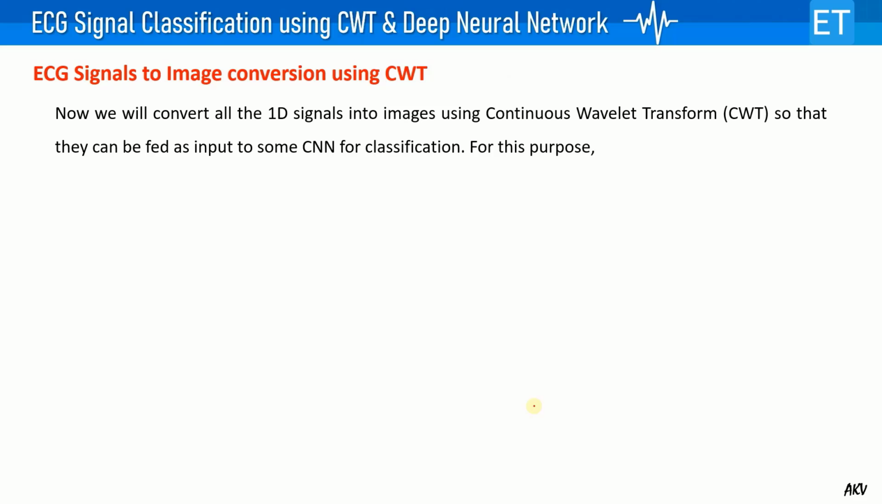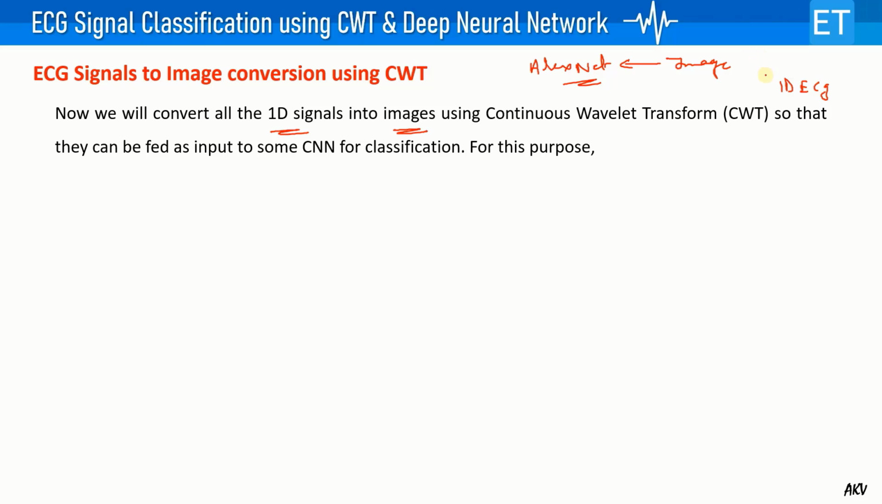So now I will show you how we can convert all these one-dimensional ECG signals into images. What is the need of it? Actually, the CNN which we are going to take is AlexNet. This is a deep CNN which receives input in the form of images, not a one-dimensional signal. But we have the one-dimensional ECG signal.